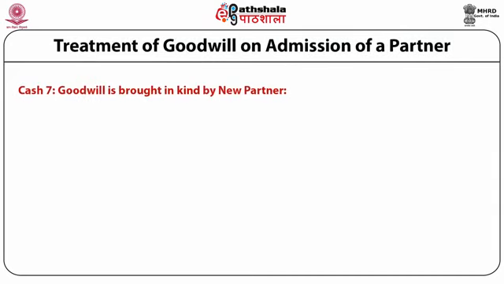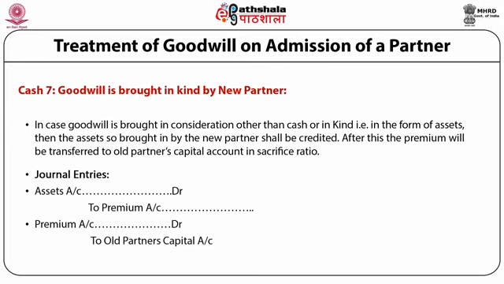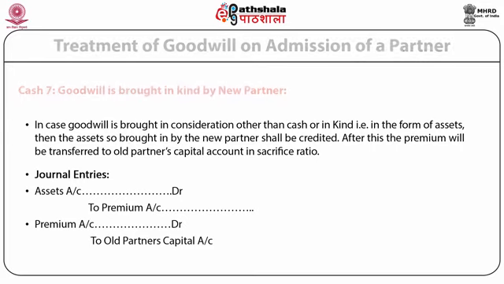Case 7. Goodwill is brought in kind by a new partner. In case goodwill is brought in consideration other than cash, that is in the form of an asset, then the assets so brought in by the new partner shall be debited and premium credited. After this, premium will be transferred to the old partners' capital accounts in the sacrifice ratio. The journal entry will be: asset account debited to premium, and premium account debited to old partners' capital accounts.